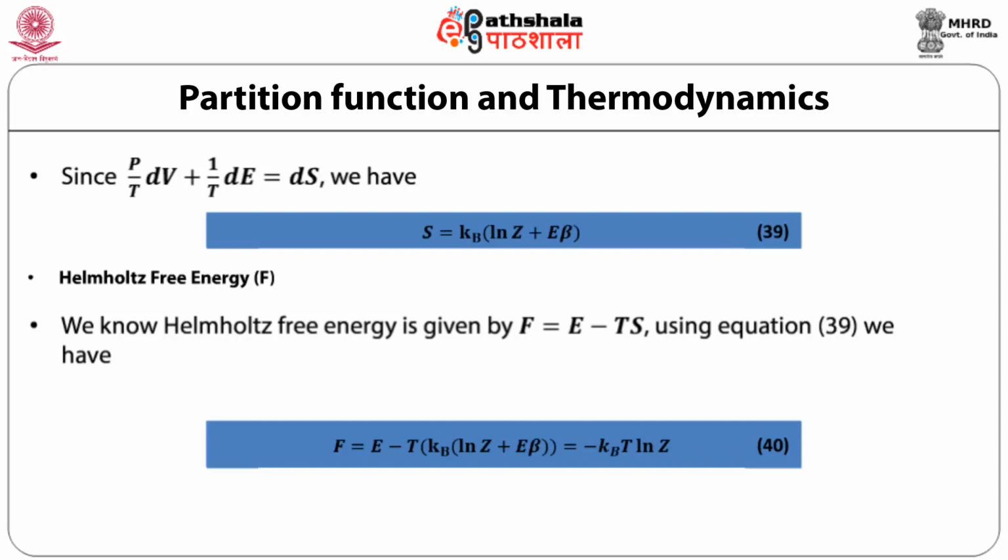Helmholtz free energy F. We know Helmholtz free energy is given by F equal to E minus TS. Using equation 39, we have F equal to E minus T kB log Z plus E beta, which is equal to minus kB T log Z, where Z is the partition function.